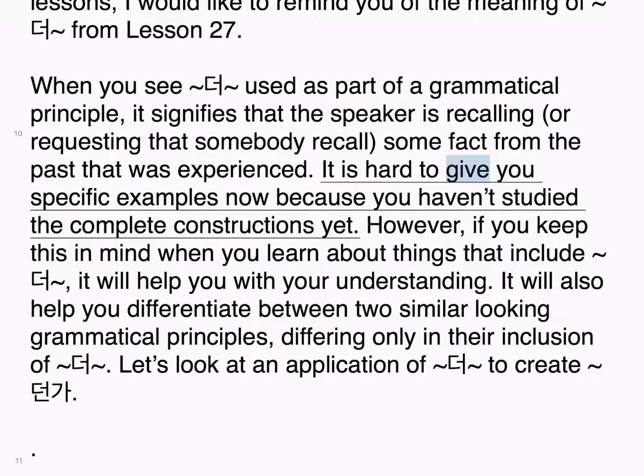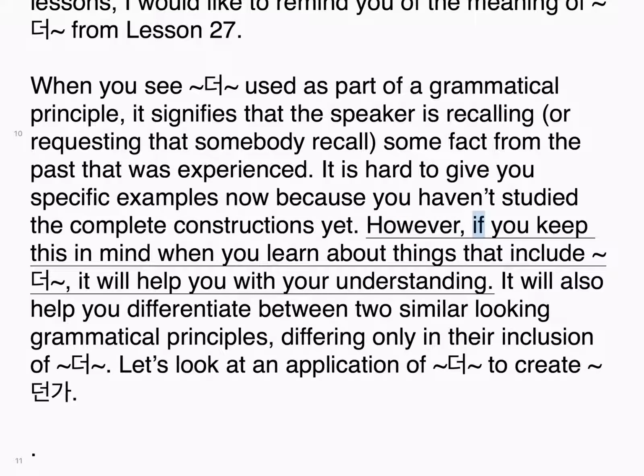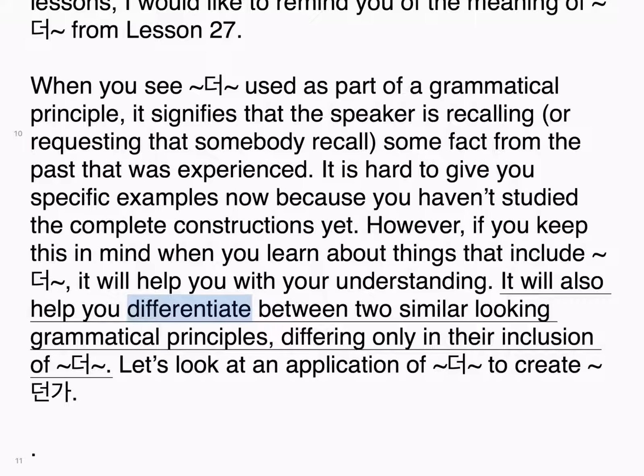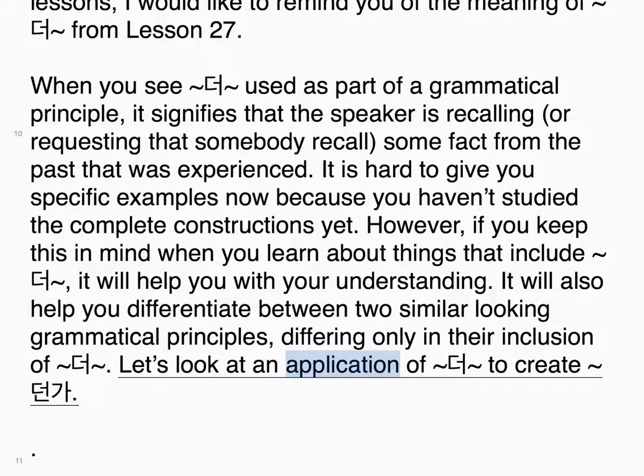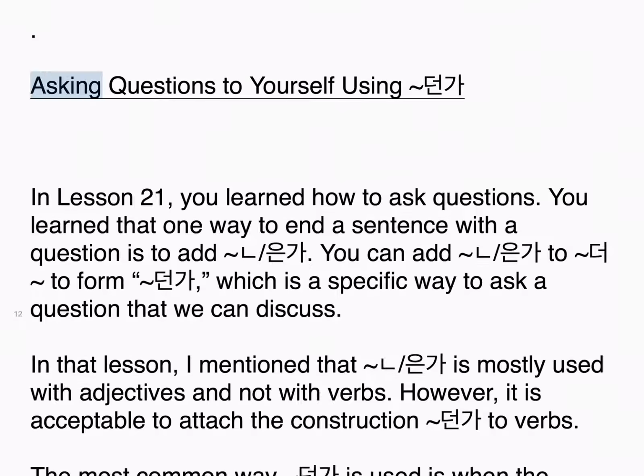It is hard to give you specific examples now because you haven't studied the complete constructions yet. However, if you keep this in mind when you learn about things that include 더, it will help you with your understanding. It will also help you differentiate between two similar-looking grammatical principles, differing only in their inclusion of 더. Let's look at an application of 더 to create 던가. Asking questions to yourself using 던가.